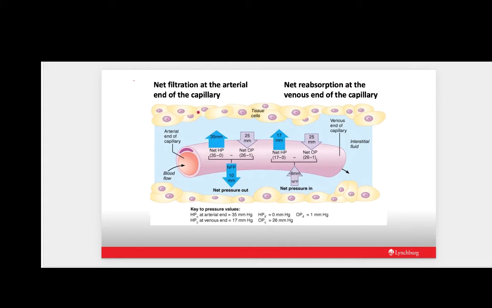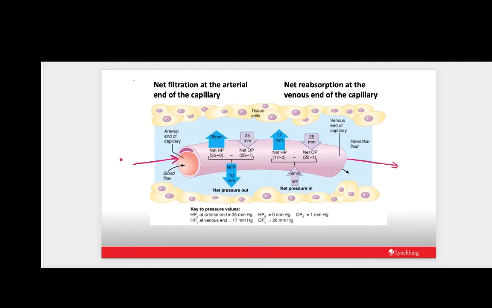Okay, let's talk about some specific examples of hydrostatic pressure and colloid osmotic pressure in blood vessels. So this is an example of a capillary, and we've got blood flow going in this direction, and that's what this arrow right here is indicating. And so blood's going to come out in this direction.